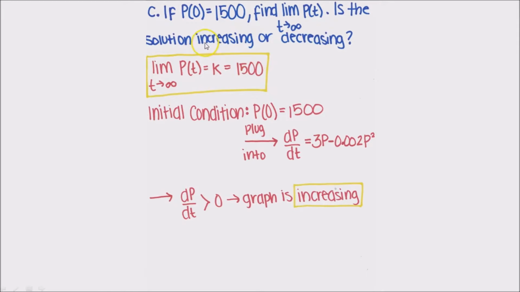However, if the solution is increasing or decreasing might change. So we still need to check using our initial condition, plugging it into dP/dt. We still need to check if it's positive or negative. In this case, we get that it's still positive and the graph is still increasing. And just like before, we plug in 1500 for P into dP/dt.